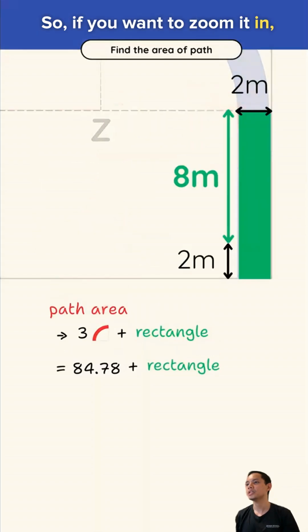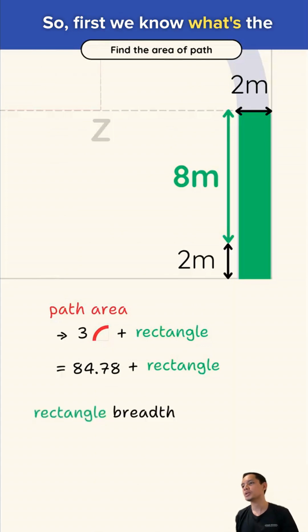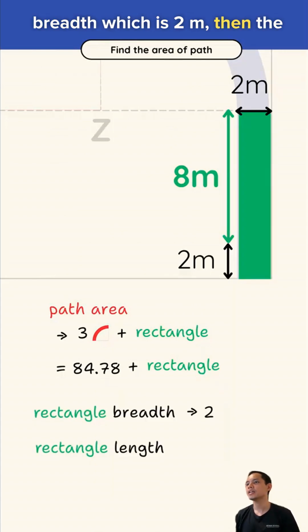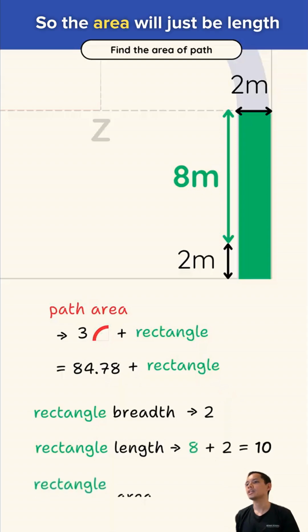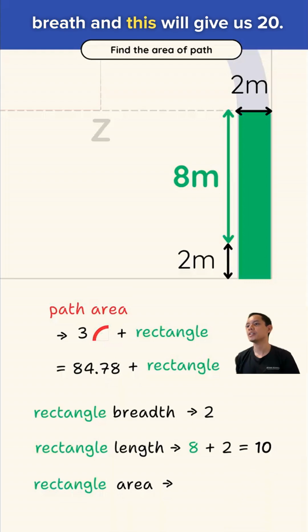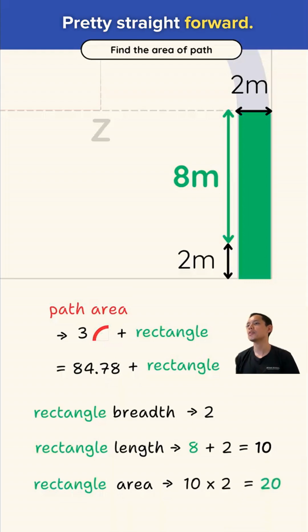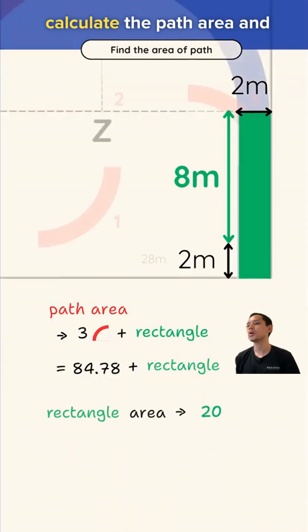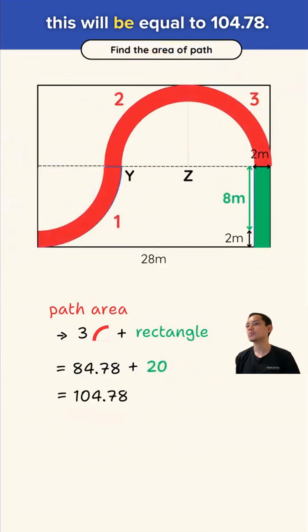After that, we want to find the rectangle. If we zoom in, the rectangle has a length of 8 meters and 2 meters. First we know the breadth, which is 2 meters. Then the length will be 8 plus 2, which gives us 10. So the area will just be length times breadth, and this gives us 20. Pretty straightforward. With this, we can calculate the path area, and this will be equal to 104.78.